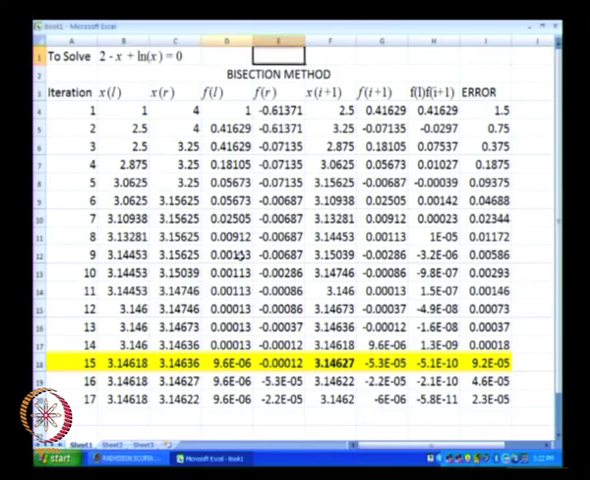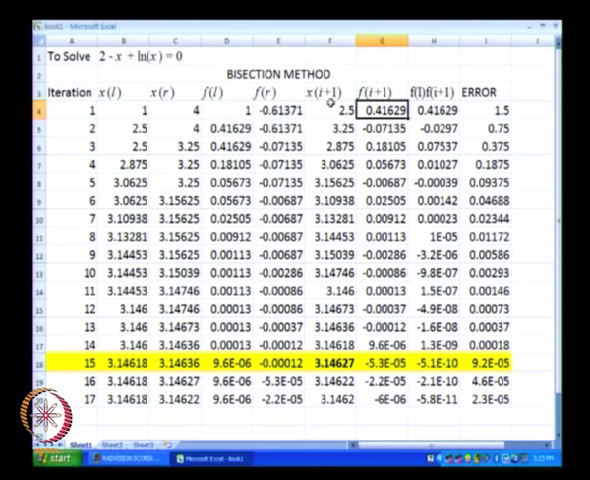So to recap, what we did was we started off with a guess value of XL and a guess value of XR. The first thing that we did is compute f of XL, next we computed f of XR, next we computed x of i plus 1. The x of i plus 1 was quite simple, it is nothing but an average of the values XL and XR. What we did next was compute f of x of i plus 1. f of x of i plus 1 is nothing but 2 minus x of i plus 1 plus ln of x of i plus 1, okay.